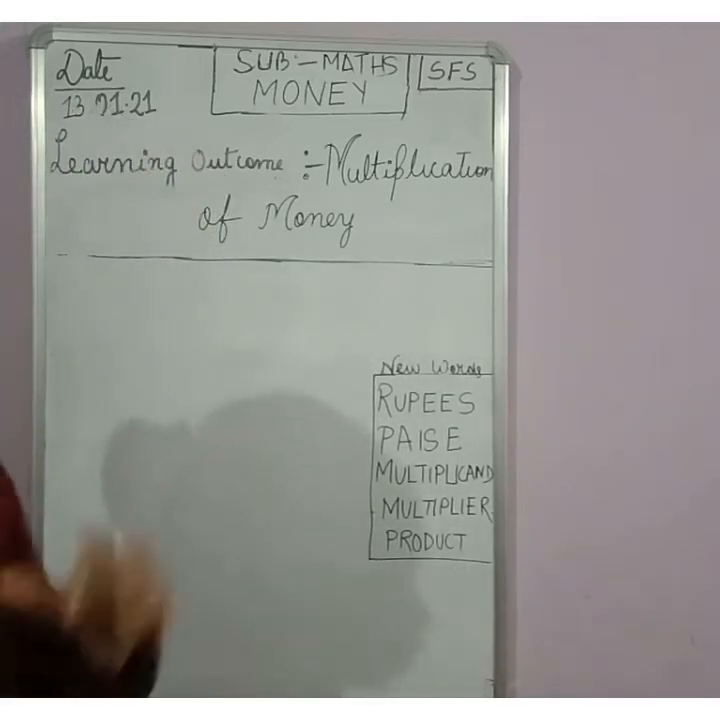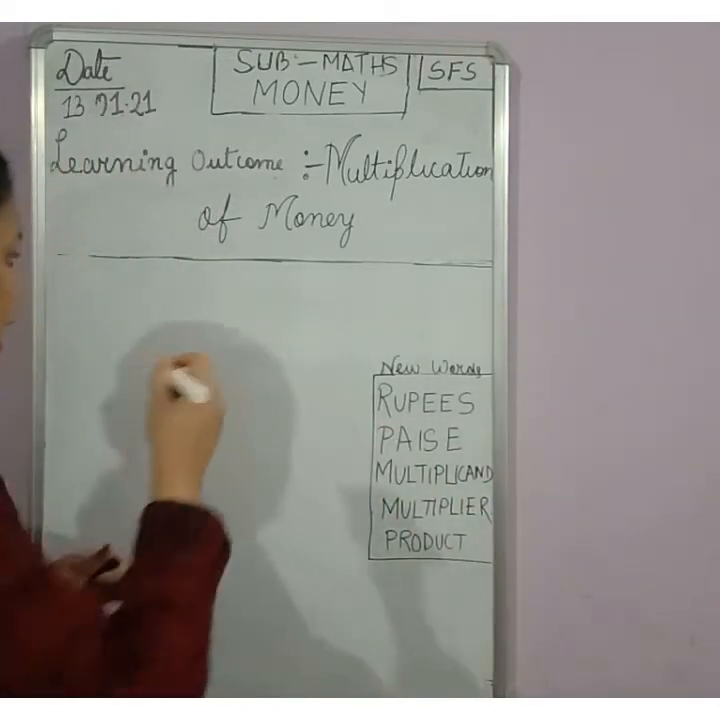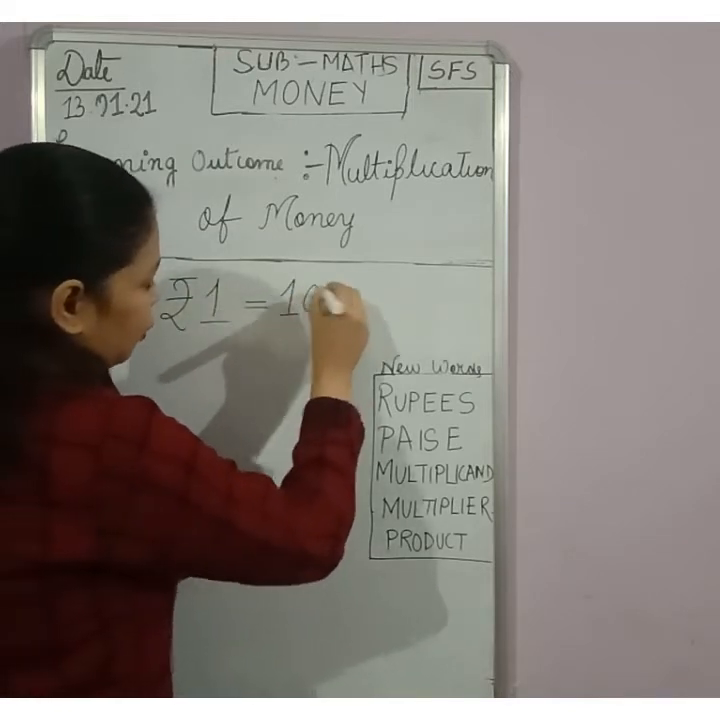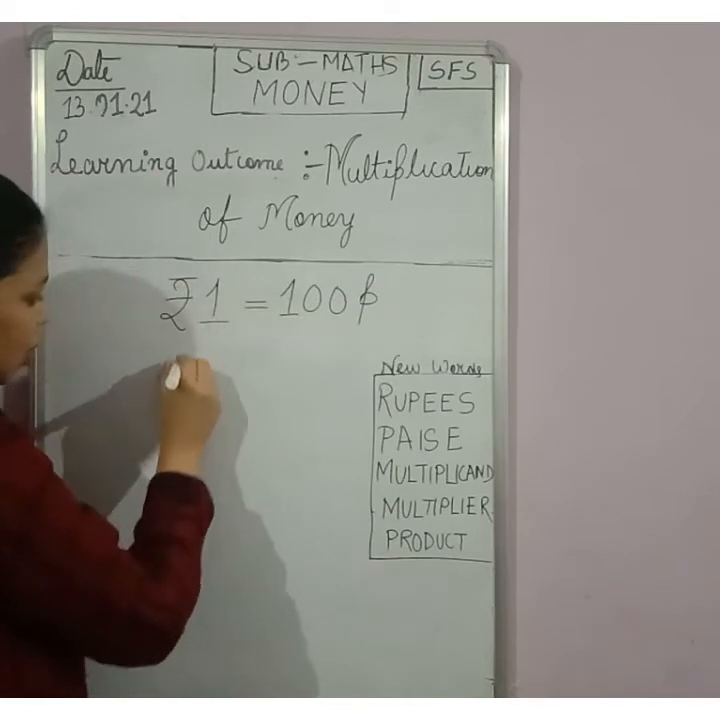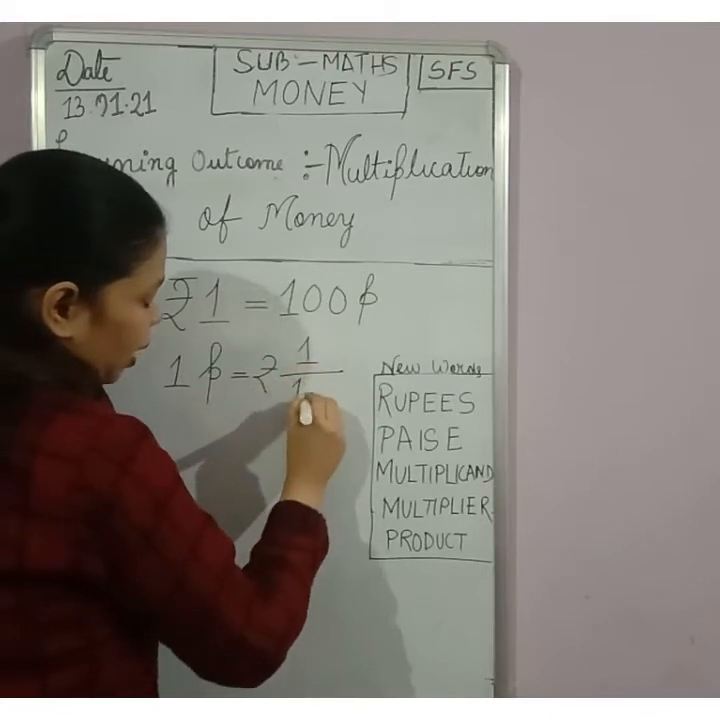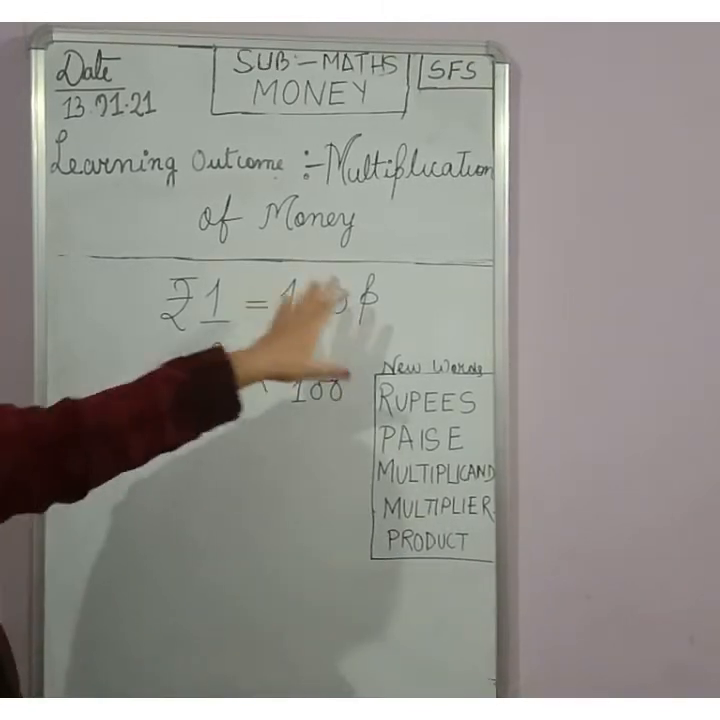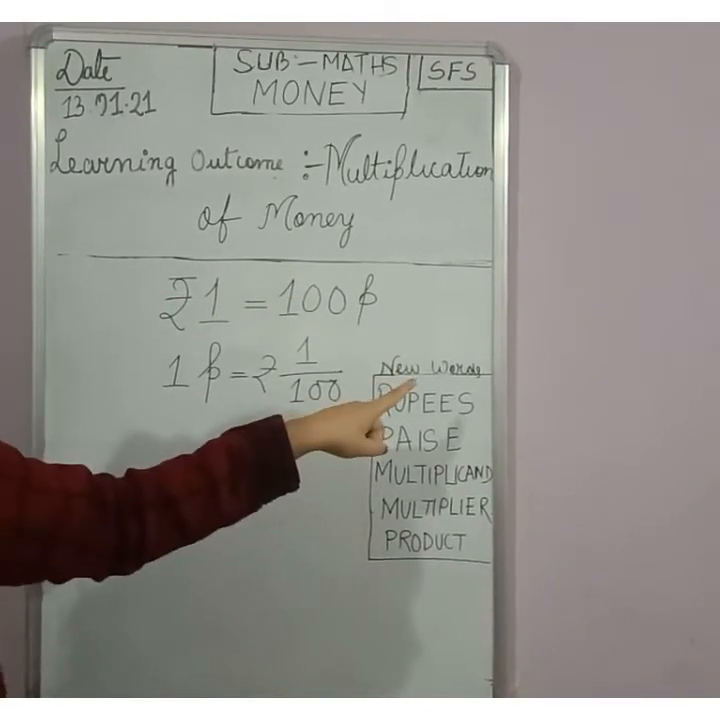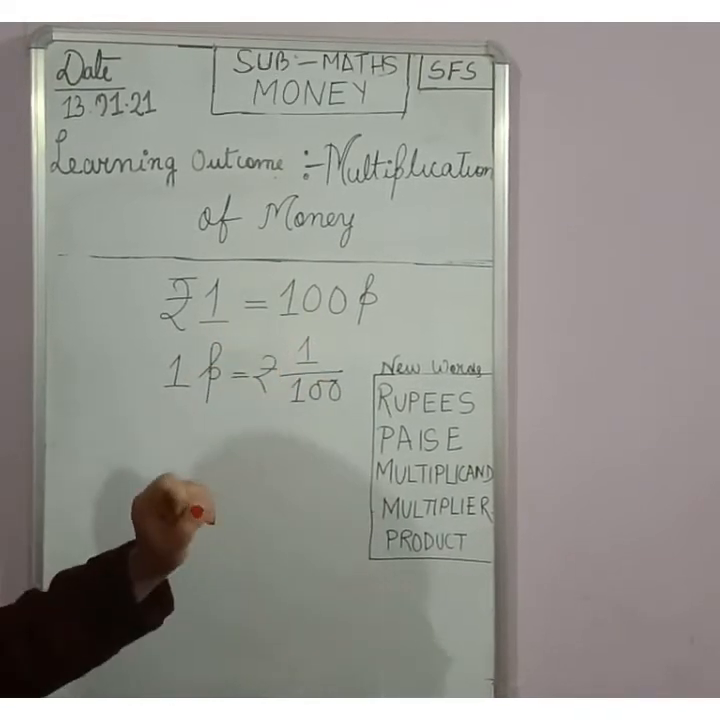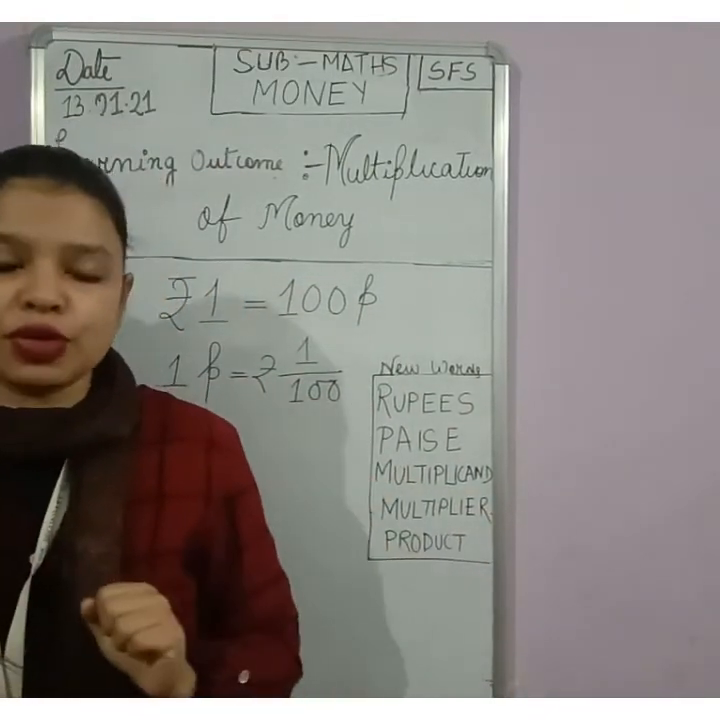In the previous class, we learned the relation between rupees and paise and their conversion. Rupee 1 equals 100 paise, and 1 paise equals 1/100 rupee. That is the relation between rupees and paise. If you have to find paise in terms of rupees, you multiply by 100, and if you have to find rupees in terms of paise, you divide by 100.